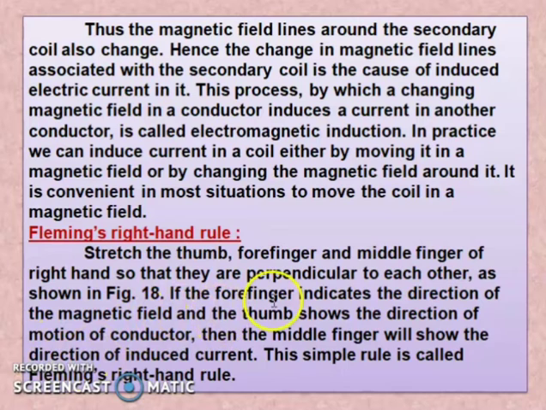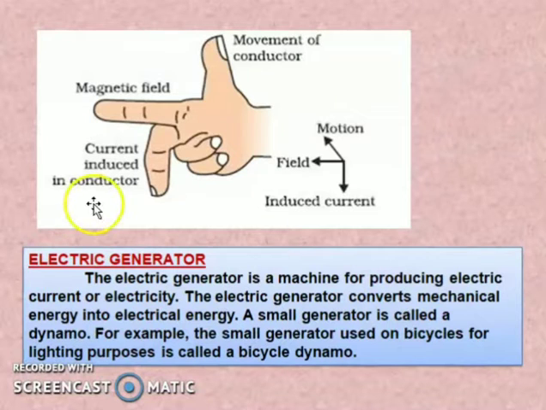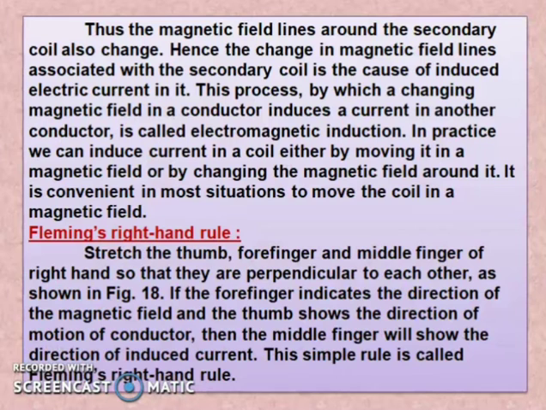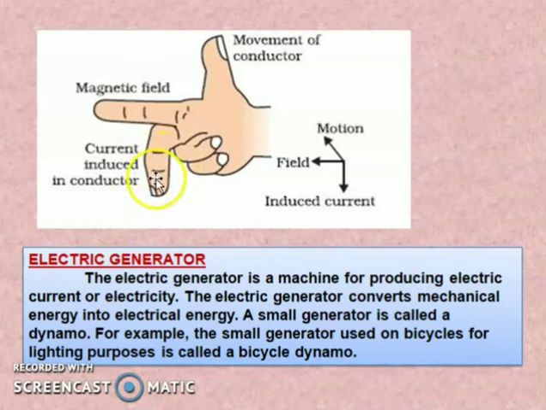Once again, the forefinger indicates the direction of the magnetic field, the thumb shows the direction of the motion, and the middle finger shows the direction of the induced current. Okay, so this we are calling Fleming's right hand rule.